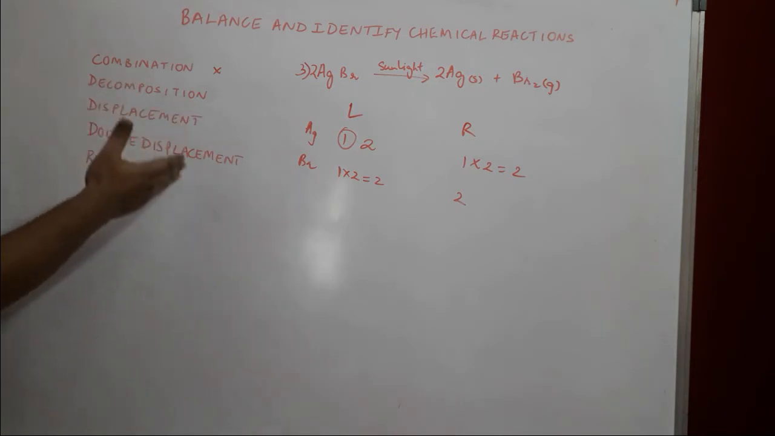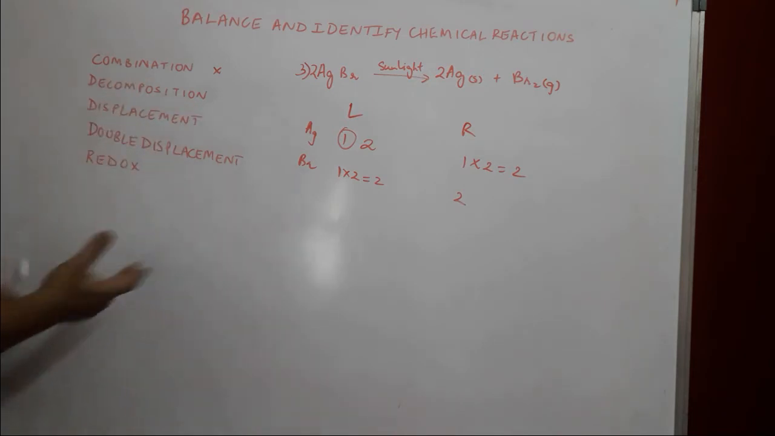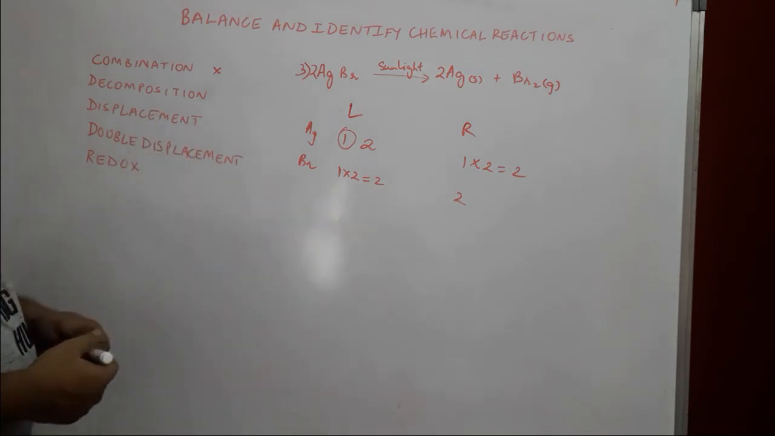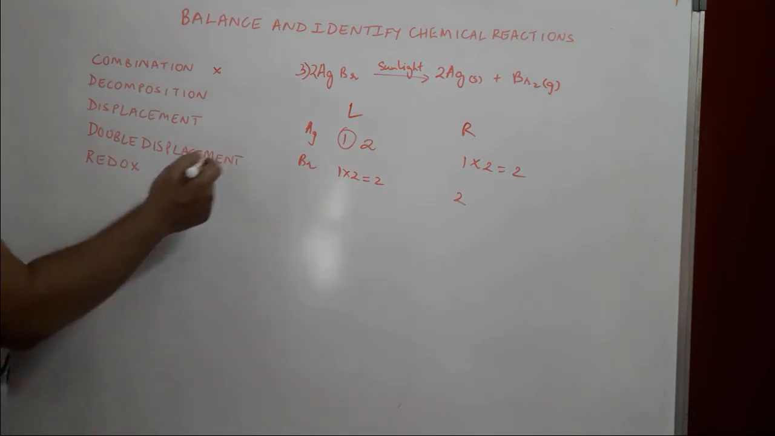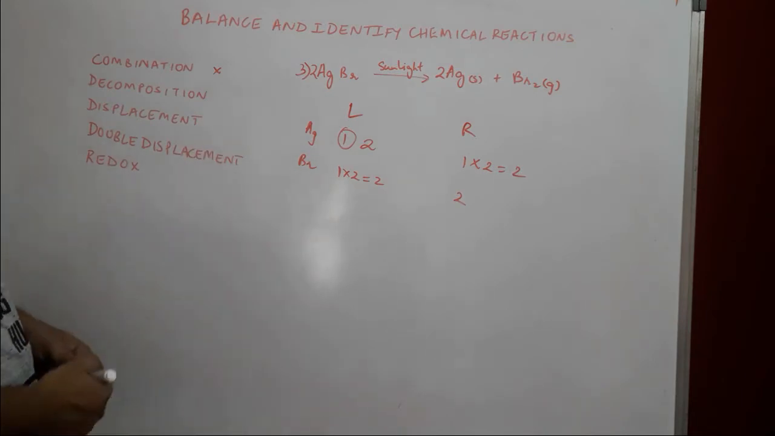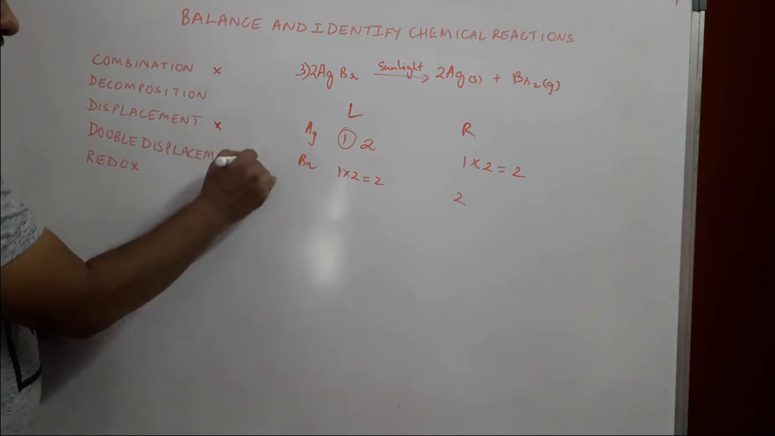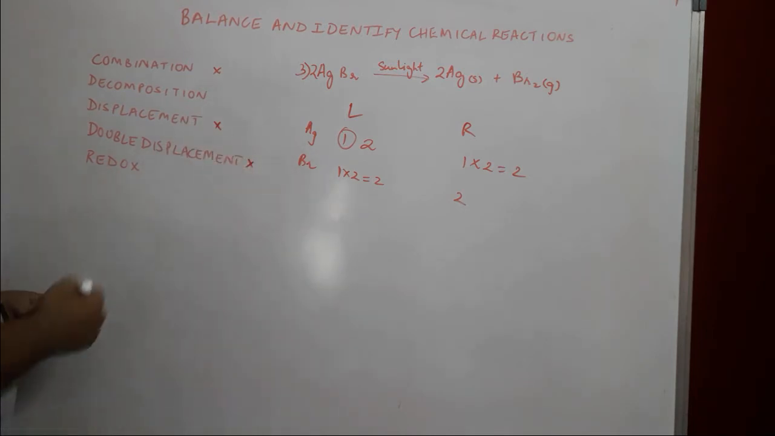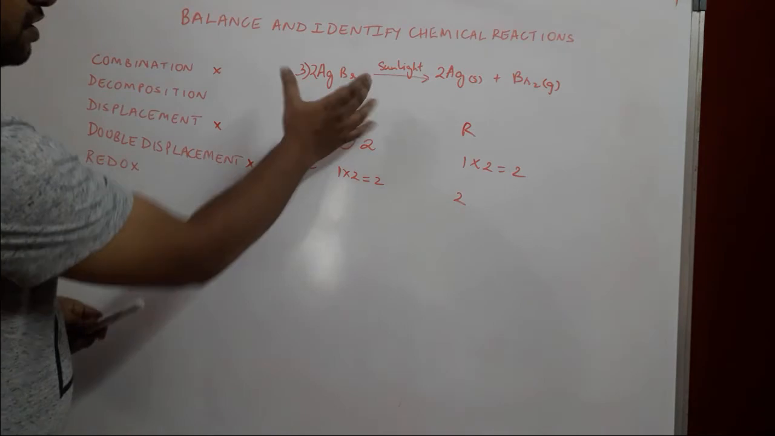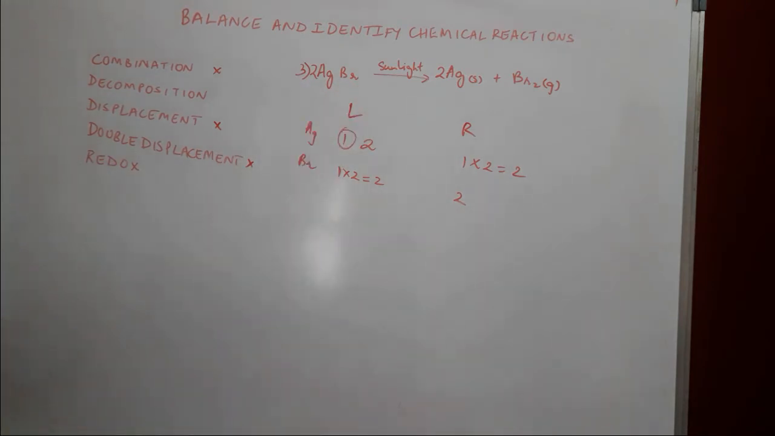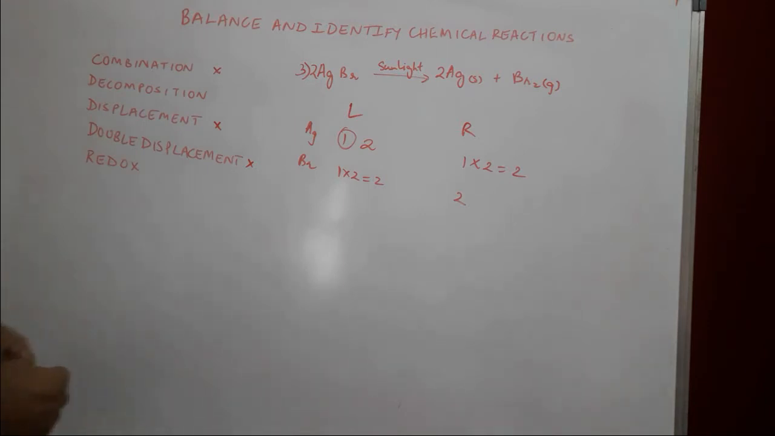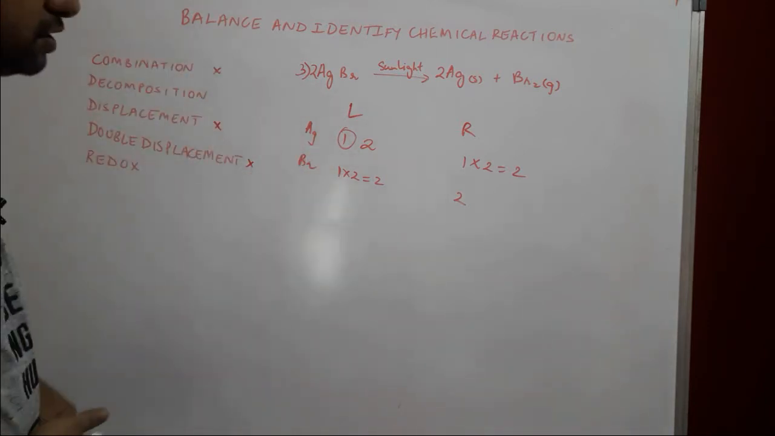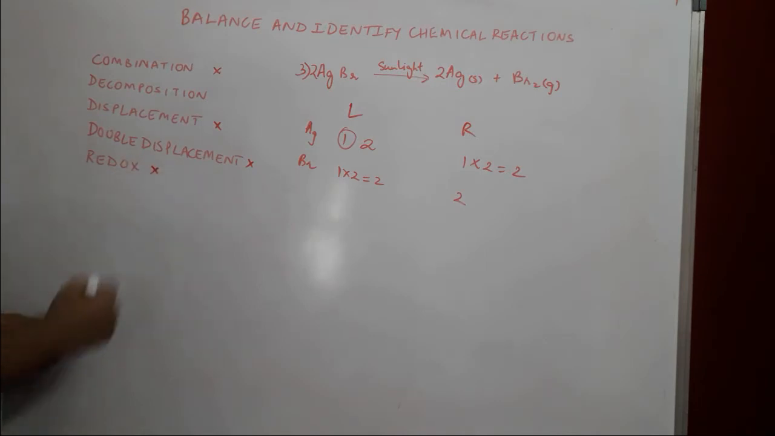Can we rule out displacement, double displacement and redox? Let's have a look. For displacement reaction, once again we need two reactants, and even for double displacement we need two reactants. So we can rule out displacement and double displacement. Redox reaction, no, because for redox reaction we need at least one of the reactants to have hydrogen or oxygen, but here we do not have any hydrogen or oxygen, so we rule out redox.